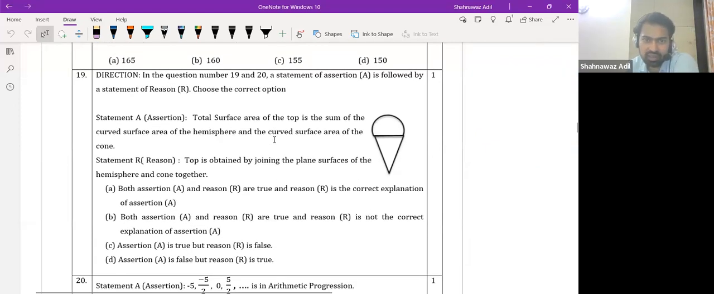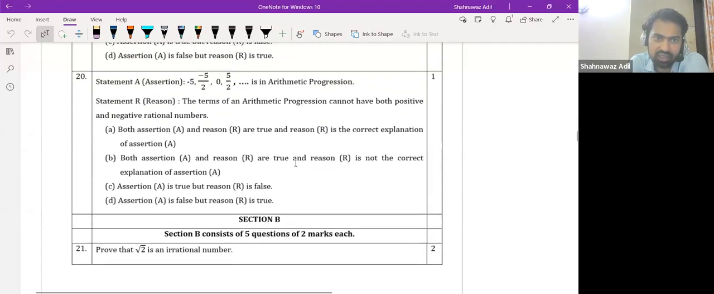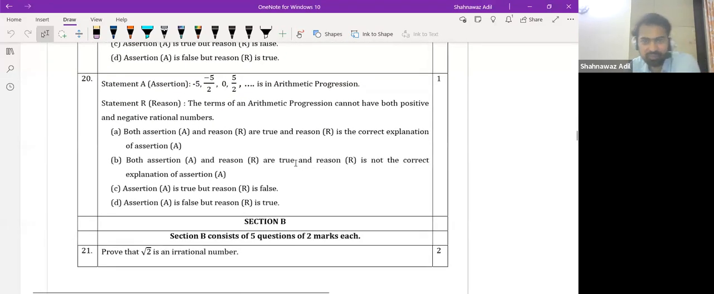The 18th one we did, right? And then the 19th one is surface area and volume. So skip that. Yeah, in an arithmetic progression, the terms of an AP cannot have both positive and negative rational numbers. Yeah, so the question number 20.